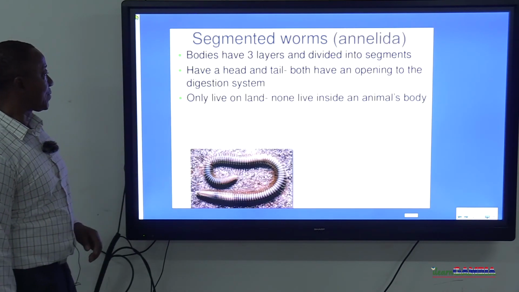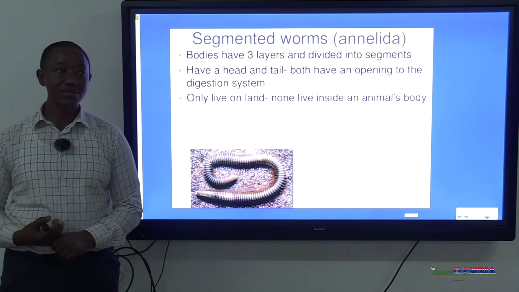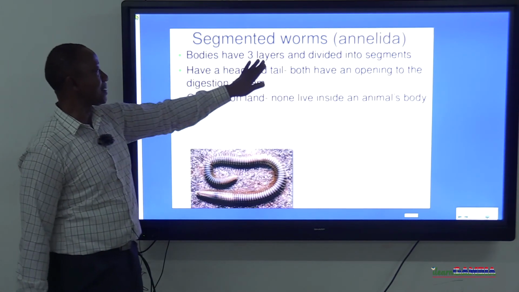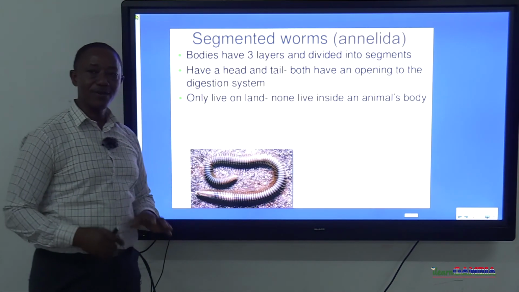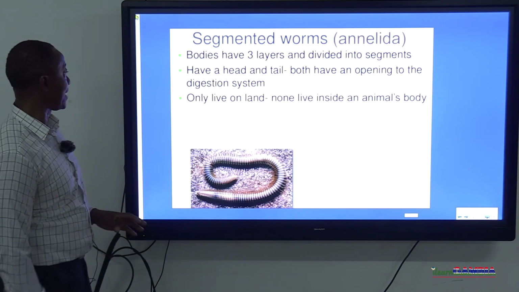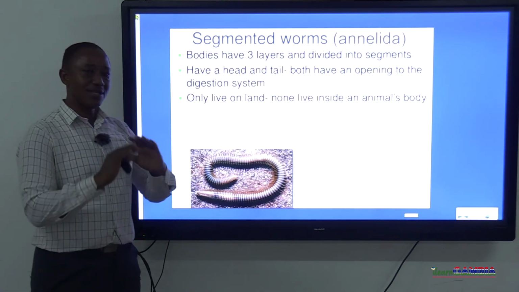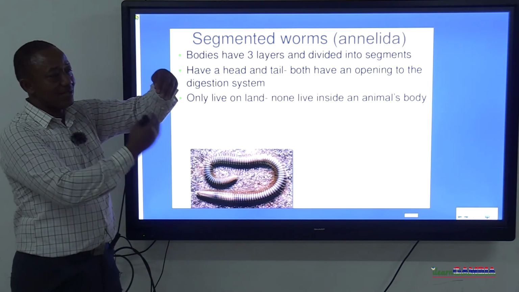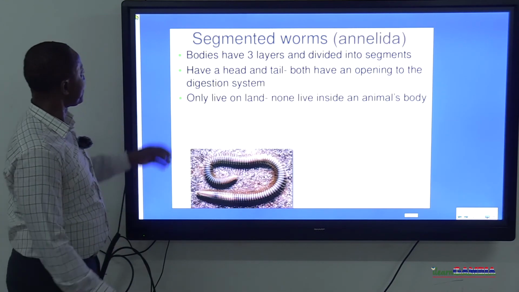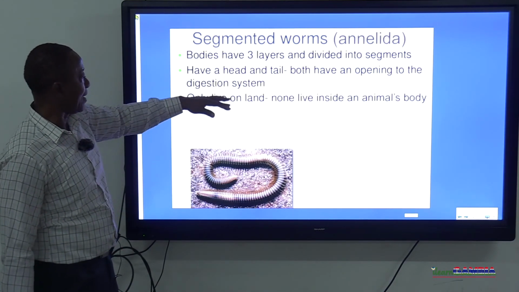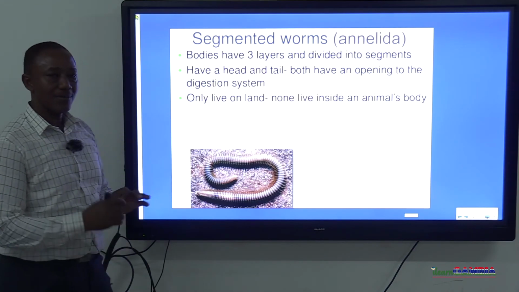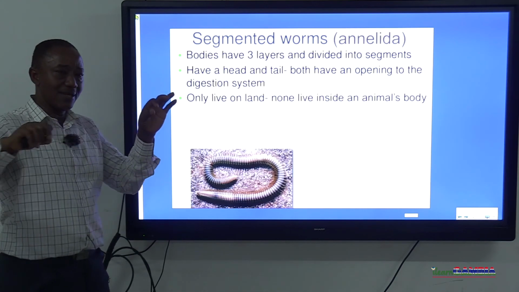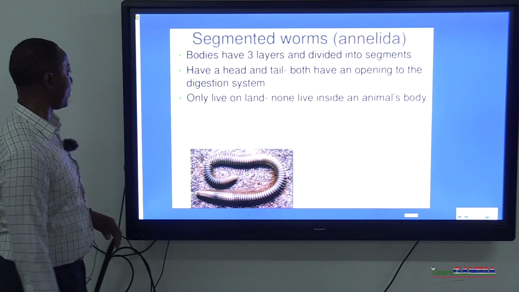And then we come to the segmented worms. Their group name is Annelida. They have 3 layers, and the body is divided into several segments. When we say 3 layers, think of it like a tube that has 3 layers wrapped around each other. They have a clear head and a tail, and just like the previous ones, they have just one tube inside that starts from the mouth and ends at the anus.